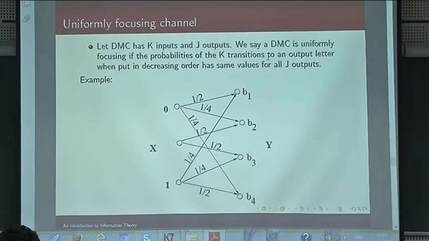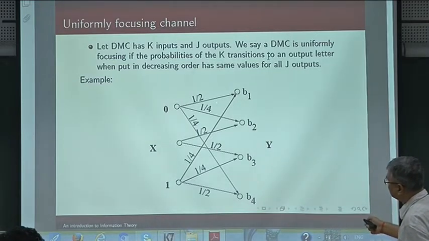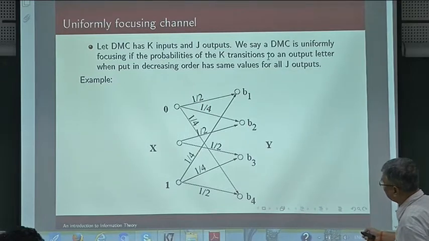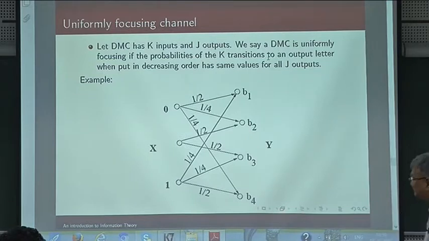Similarly, you have the uniformly focusing channel. So, here the DMC is uniformly focusing if the probabilities of all the k transitions to an output letter, when put in decreasing order, are the same for all values. So, in the case of dispersive channel, the focus was on the inputs. In the case of the focusing channel, the focus is on the outputs. So, if you look at B1, it has two inputs, one with probability half and one with probability 1 by 4. Look at B2, half, 1 by 4. Look at B3, half, 1 by 4. Look at B4, half, 1 by 4. So, all of these are having the same kind of focusing.